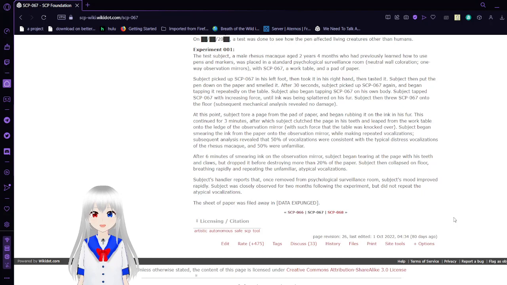Subsequent analysis revealed that 50% of vocalizations were consistent with typical distress vocalizations of this particular monkey type, and 50% were unfamiliar. After 6 minutes of smearing ink on the observation mirror, subject began tearing at the page with his teeth and claws, but dropped it before destroying more than 20% of the paper. Subject then collapsed on the floor, breathing rapidly and repeating the unfamiliar, atypical vocalizations.